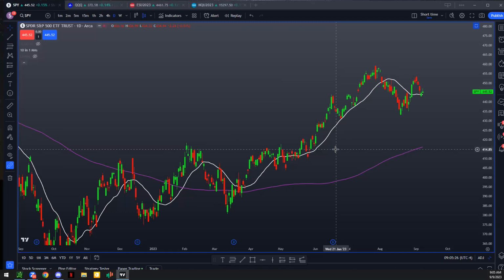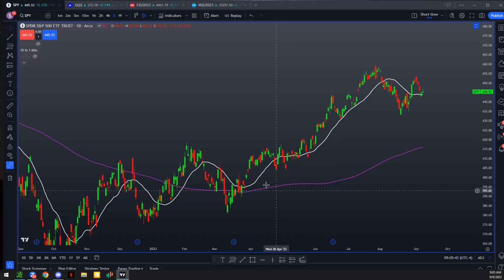So he uses simple moving averages to guide him on his path, right? That's what we're going to do today. We're going to go over it. This works on every asset class and every time frame. I'm going to show you guys the basics of it.